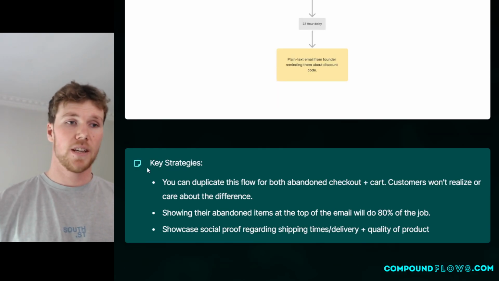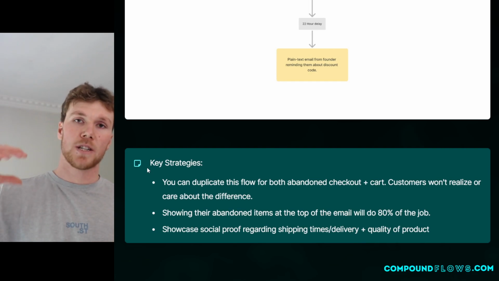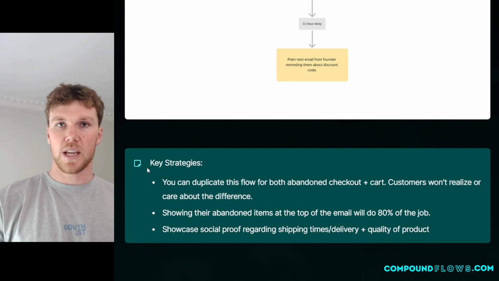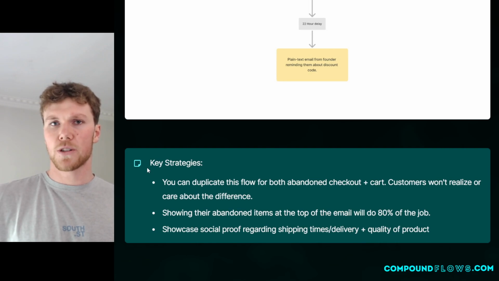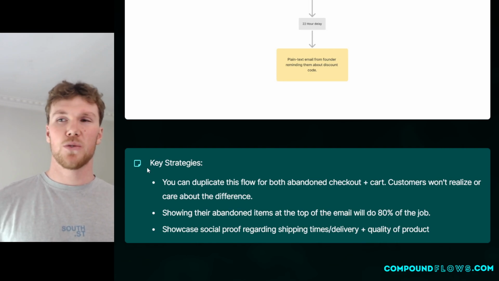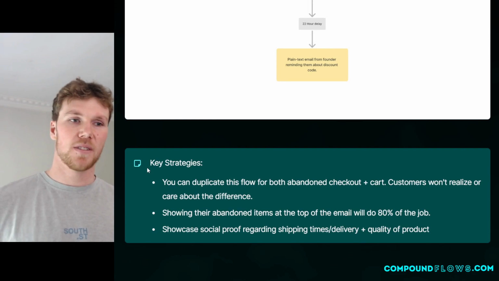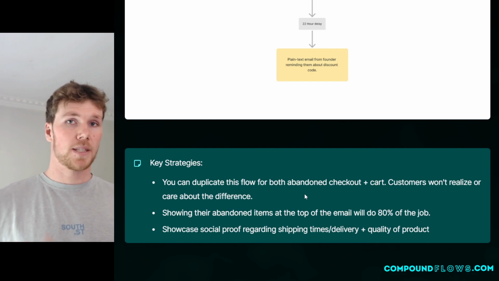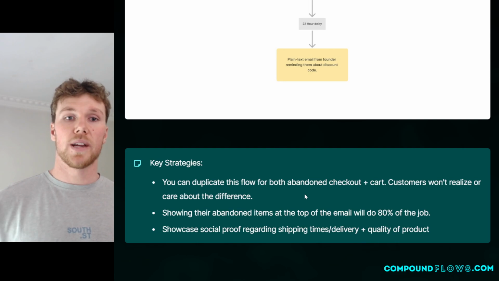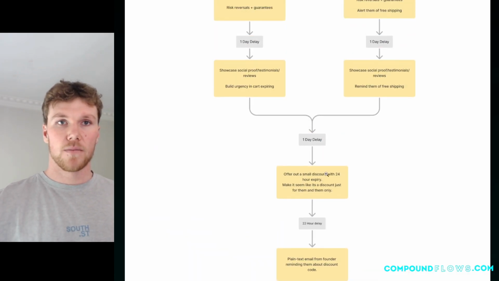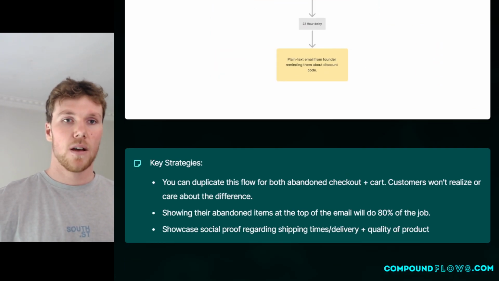And some key strategies here: actually showing the abandoned cart items at the top of the email. Make sure it's high above the fold at the very top of the email so customers can see it. They get reminded of, oh yeah, that's what I was purchasing, that's what I was shopping for. That's going to do like 80% of the job of getting customers back and completing their purchase. And showing some social proof, specifically about delivery times and the quality of the product, is super important as well, when you've got that third, fourth email, showcasing some of that off.